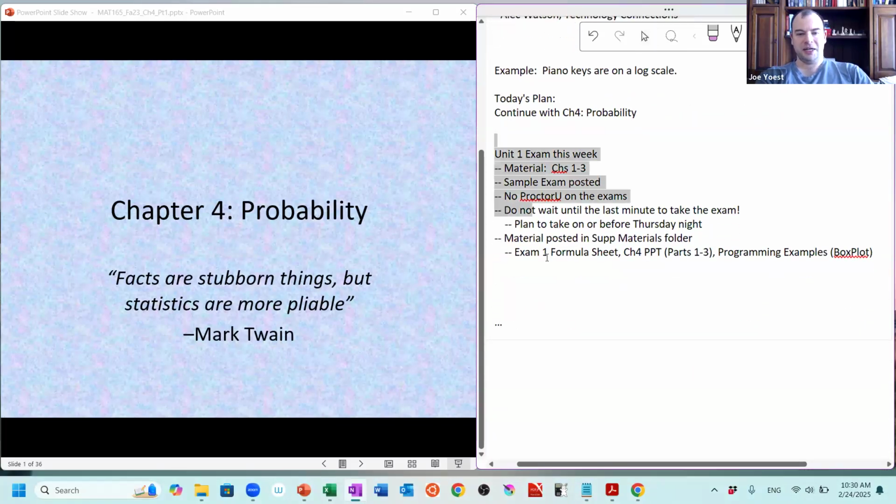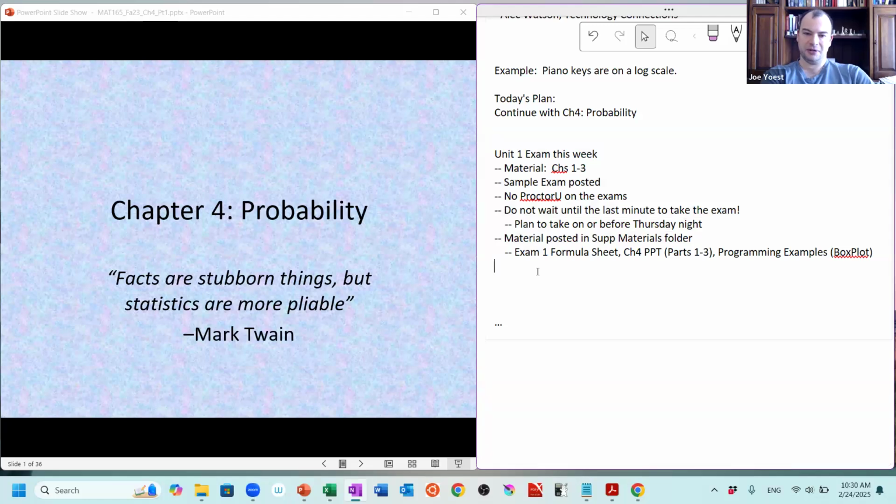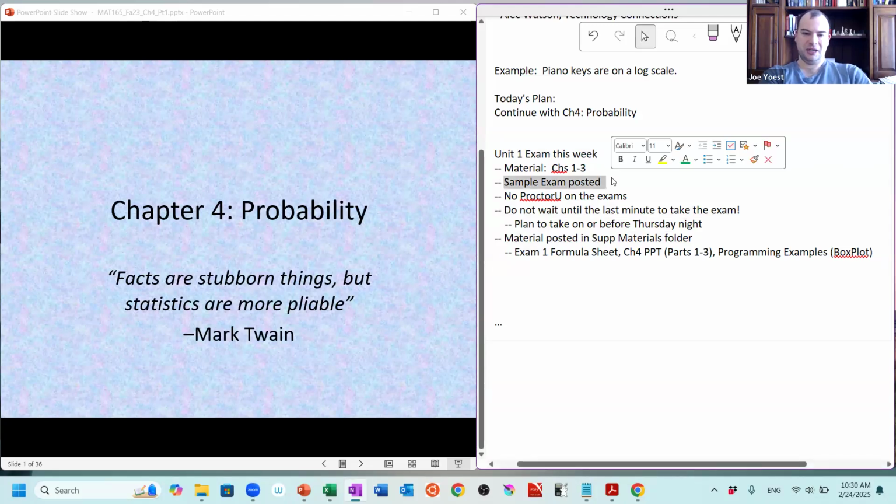Okay, and then just also a reminder that the Unit 1 exam is this week, so it should be open as of about an hour and a half ago or so. The sample exam is available. The material on the exam is chapters 1 through 3, but the sample exam should give you a pretty good guide on the breadth and depth of material that will be on the actual exam.